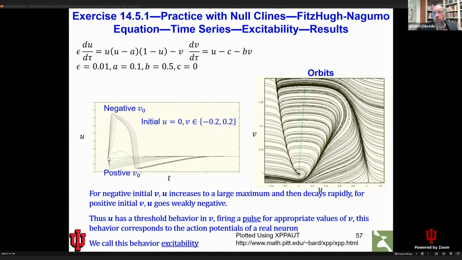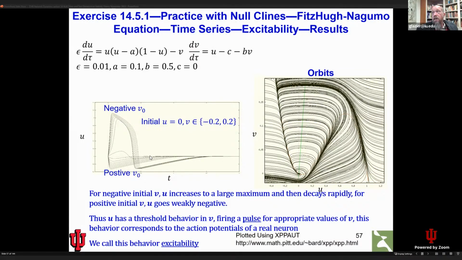If I do what's called depolarization, and ironically, V is the calcium level, so I've got to be a little bit careful. I'm plotting U, but I'm starting with V. If I start with a slightly negative value of V, I get a spike of U, it overshoots, goes negative, and then comes back. If I start with a slightly positive value of V, U goes down a little bit and then comes back. And so if I push this system just a little bit negative in V, I get a spike. If I push it a little positive in V, it just comes back.